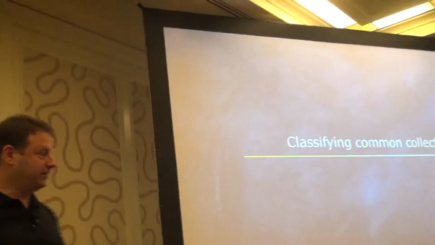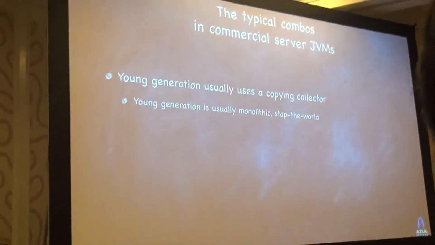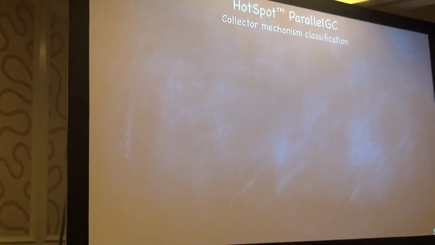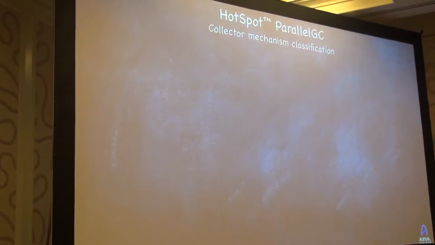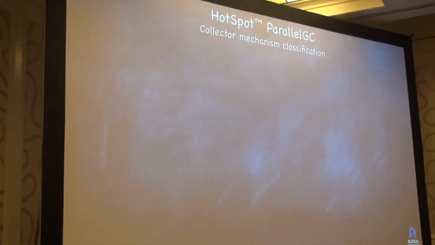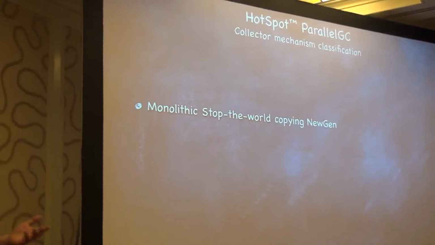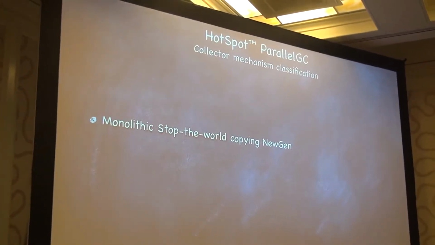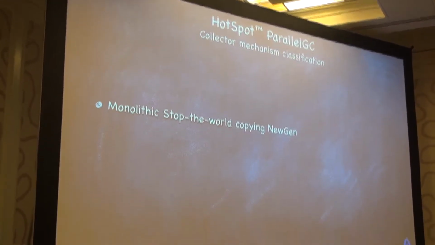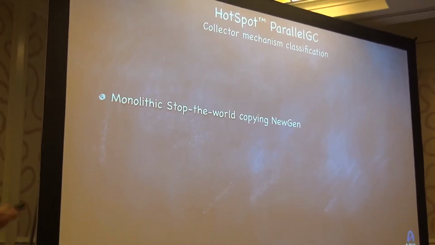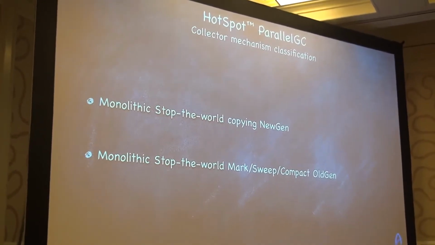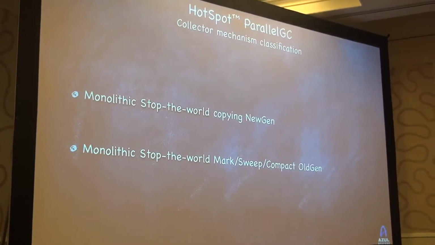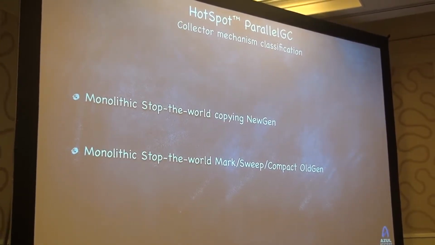So let's classify the collectors we have currently. I already said that these are the typical combinations. Looking at them in HotSpot, ParallelGC is the most popular collector used anywhere in Java because it's the default collector. It's also a pretty good collector. It's a monolithic, stop-the-world, copying young gen. Hopefully by now you know what every single one of these words means. Okay? I carefully tried to define them. It also has a monolithic, stop-the-world, mark-sweep-compact old gen. Both of these are parallel in current releases. But they're stop-the-world, they're not concurrent.